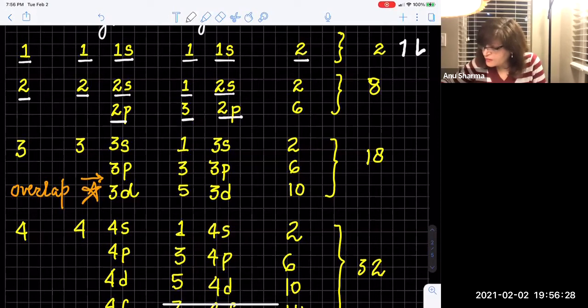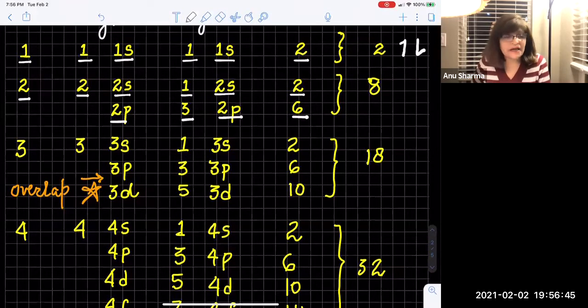How many people can live in the 2S? Only two. So the S can accommodate a maximum of two people only. P, a three-bedroom house, can accommodate six people. So the total number of electrons that can live in the second energy level is eight: two in the S orbital and six in the P orbital.